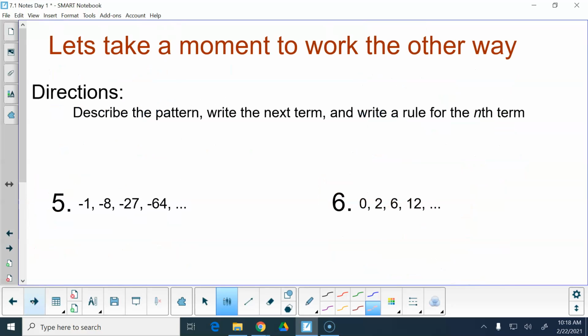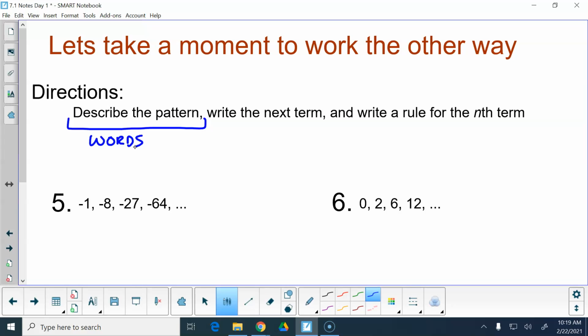So let's take a pause here now and let's work backwards. Commonly, when we see these type of problems, describe the pattern, write the next term, and write the rule for the nth term, there are 3 different things going on. First off, it says to describe the pattern. That would be in words. If you see that direction, describe the pattern, I would want to know in words what the pattern is.